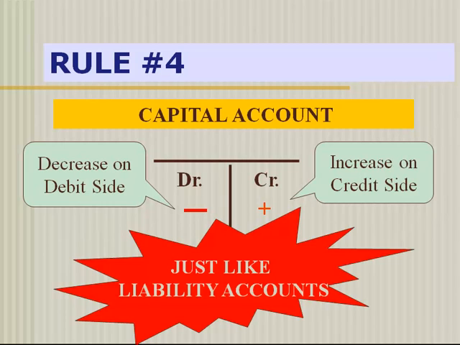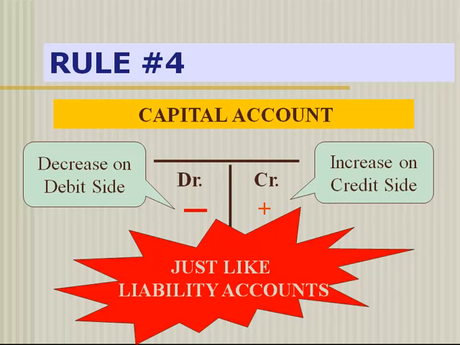Rule number 4, the capital account is increased on the credit side, decreased on the debit side, just like liabilities. The capital account is used when an owner invests cash in the business, right? So if I borrow money, that's a loan. It's a liability. If I put money in the account from my personal account, that is capital that the owner is investing in the business, right? So we would increase on the credit side, decrease on the debit side there as well.